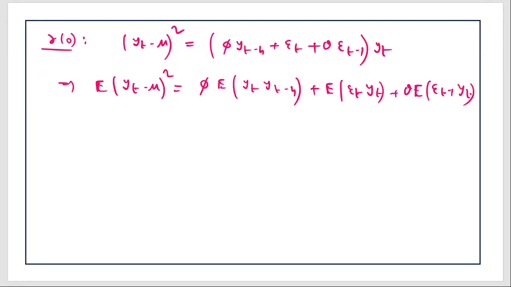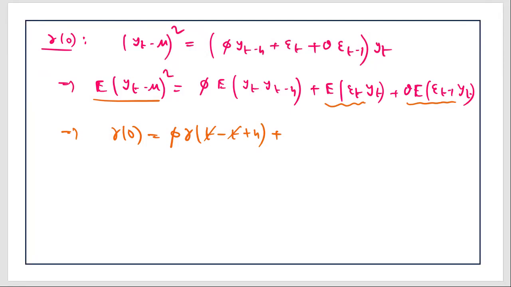Now what is this? This is simply gamma naught. This is the variance. Now phi, this will be what? Take the suffix into account, t minus t plus 4. So it will be simply gamma 4. Plus, here you have these two terms which you have to enumerate, right? So let me write it as it is. We have to simplify this thing further to see what we get.